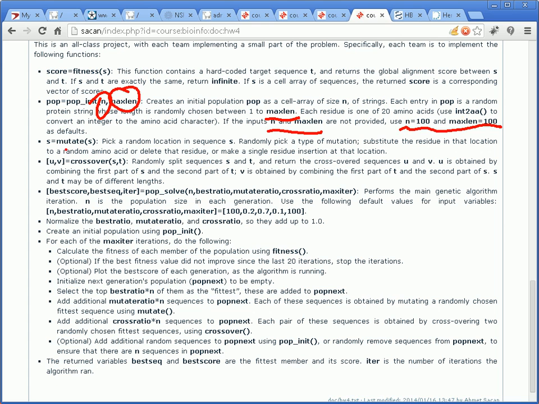Okay. And the next function is mutate, which takes a sequence S, so that'll be a protein sequence.